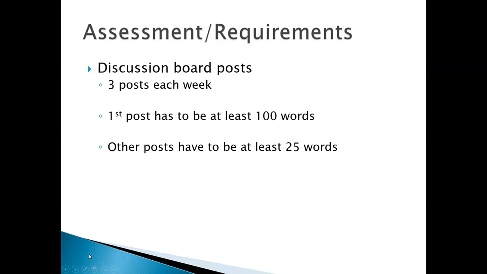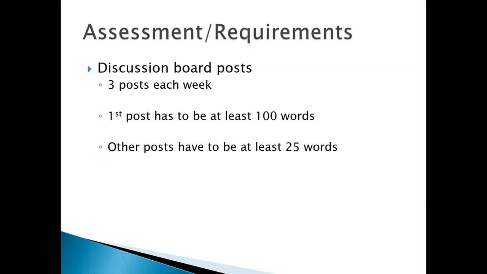Each week, there will also be discussion board posts. You'll be required to do 3 posts. The first post should be in response to one of the questions that I have posed on the discussion board for that particular week. And then the other two can be to other students or can be to other questions. So I'll usually have a couple of questions that I put out as potential questions. You can respond to additional questions, or you can respond to other students.